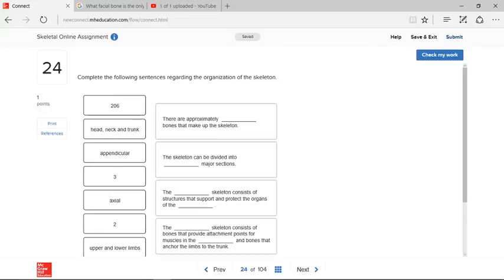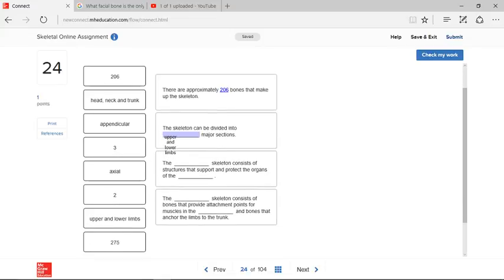Complete the following sentences regarding the organization of the skeleton. There are approximately 206 bones that make up the skeleton. The skeleton can be divided into blank major sections. So head, neck, and trunk? No, that's not it. Upper and lower limb sections. The skeleton can be divided into upper and lower limbs, 2 major sections.